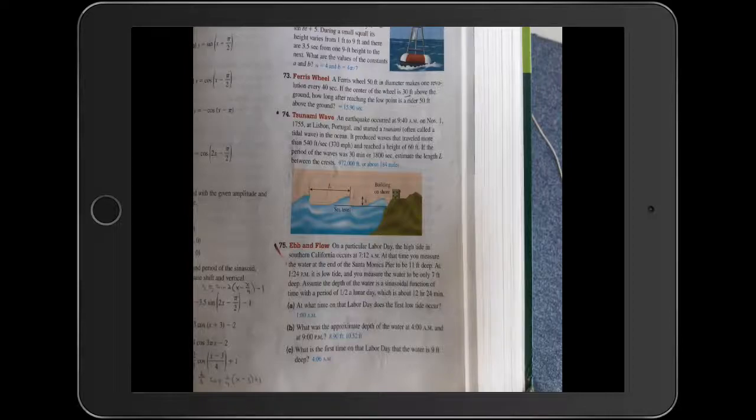40 seconds. If the center of the wheel is 30 feet above the ground, how long after reaching the low point is the rider 50 feet above the ground? So once you hit the low ground, how long does it take to get to 50 feet is what it's asking. So let me just go back to Knowability here.